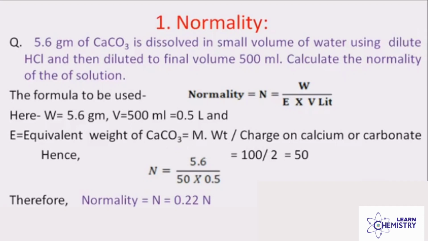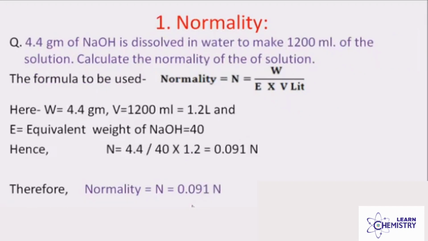So by putting all these values in the above equation, we can calculate the normality, that is N is equal to 5.6 divided by 50 into 0.5. The answer is normality is equal to 0.22 normal. Next numerical. 4.4 grams of sodium hydroxide is dissolved in water to make 1200 ml of the solution.